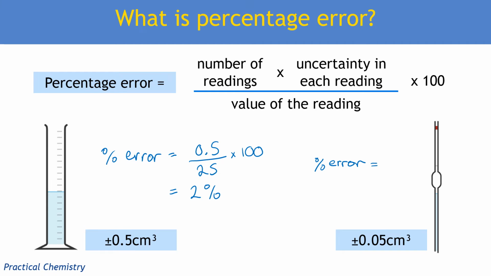So I'm only going to make the reading of when the solution hits the 25 line, and it's going to be 0.05 over 25, the same reading, times 100, and so it's going to be 10 times less at just 0.2%, which explains why we use volumetric pipettes for things that we need to be very accurate, like titrations. Okay. That was an example where we only take one reading.